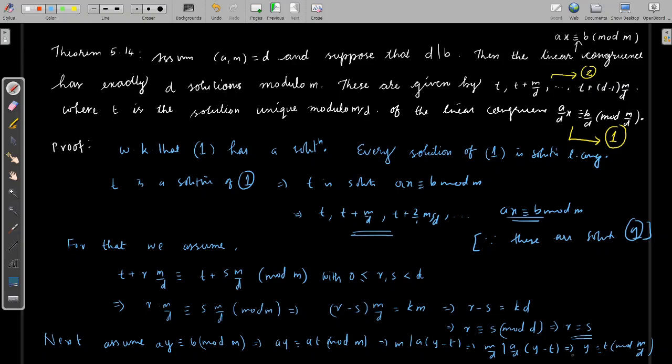Or you can write this as y − t is a multiple of m/d, so that y − t = k times m/d, then y = t + k(m/d) for some k. So we can say that every solution of the linear congruence ax ≡ b mod m is of the form t + k(m/d), where t is the solution of the congruence and k is any integer. This completes the proof.